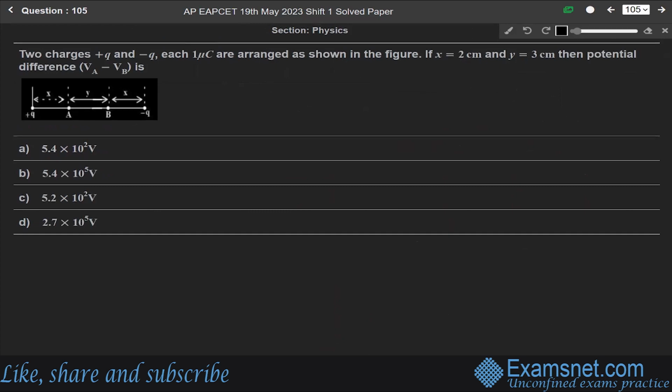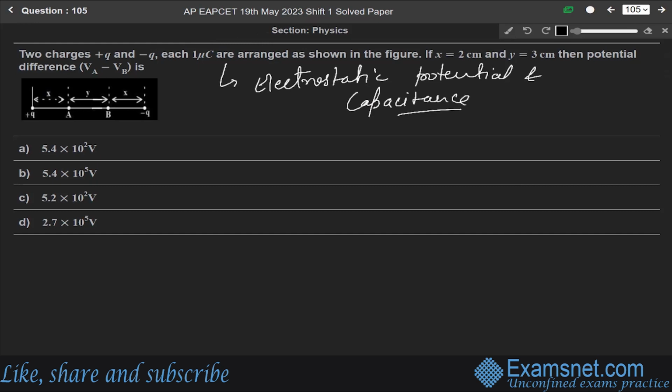Now next question, 105. Two charges, plus q and minus q, each of 1 microcoulomb, are arranged as shown in the figure. If x is equal to 2 centimeter and y is 3 centimeter, then the potential difference between VA and VB, that is VA minus VB, is. This question is from the chapter of electrostatic potential and capacitance. So we have to find the potential difference between VA and VB.